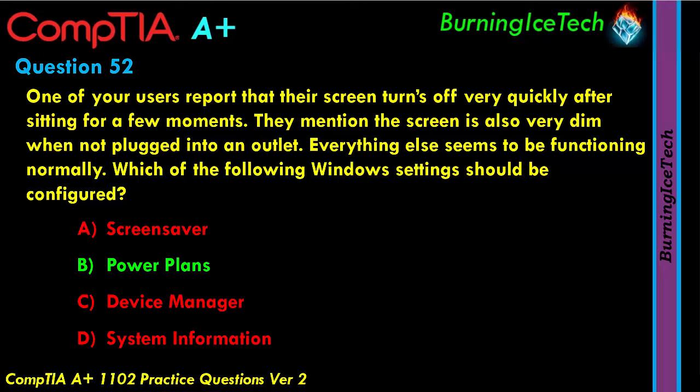And you can actually manually change the screen's dimness or brightness as well when it's in these modes. But generally, if it automatically goes dim, it's because it's on battery power, and this is usually a result of your power plans. C and D is not the answer.